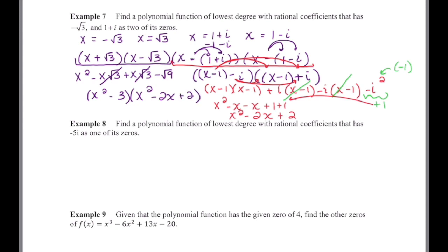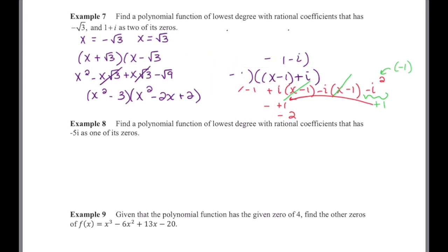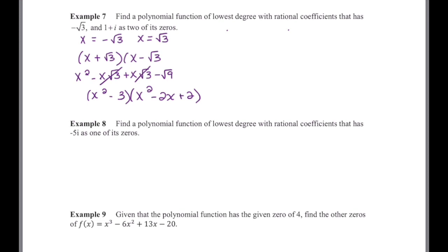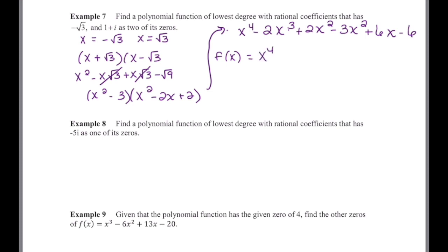We now have to distribute our binomial times our trinomial. Going to erase all of this stuff over here so we have some more room. And then we'll go ahead and distribute. We now have x to the fourth minus 2x cubed plus 2x squared minus 3x squared plus 6x minus 6. Combining like terms, then our function will provide us with x to the fourth minus 2x cubed minus x squared plus 6x and minus 6.